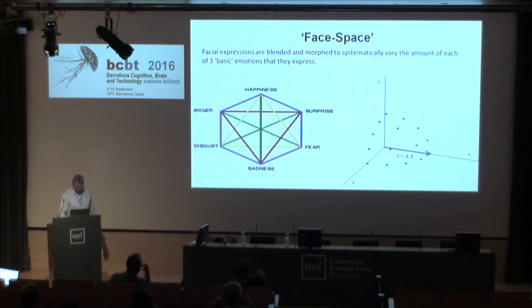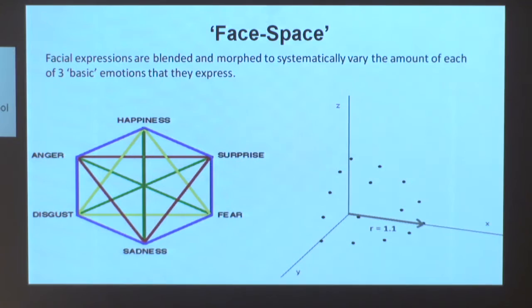So we have something called the feast triangle. There are six basic expressions, and they are on the triangle according to their similarity. Happiness is most closely similar to surprise. Surprise is most closely similar in appearance to fear. Fear to sadness, sadness to disgust, disgust to anger. And so the three most dissimilar expressions, happiness, disgust, and fear, form one triangle, and anger, surprise, and sadness form another triangle.